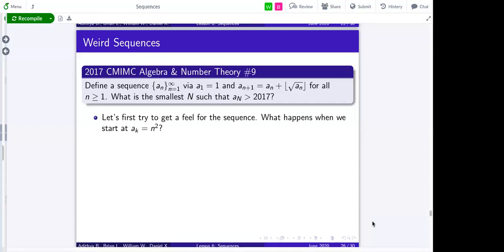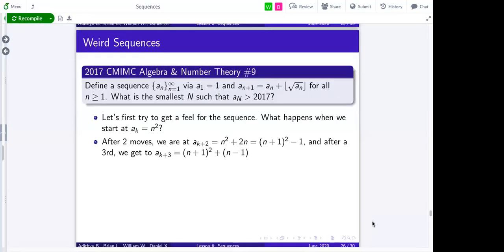So now what's a_(k+1)? Yep, it's n squared plus n. And what's a_(k+2)? Yep, it's n squared plus 2n. So a_(k+2) is going to be (n+1) squared minus 1. And then after the third iteration, we're going to get a_(k+3) equal to (n+1) squared plus n minus 1. So as you can see, if we start with the perfect square, it's going to take 3 iterations of this function before we get to a number with one higher floor of square root of a_n, or a_k in this case.